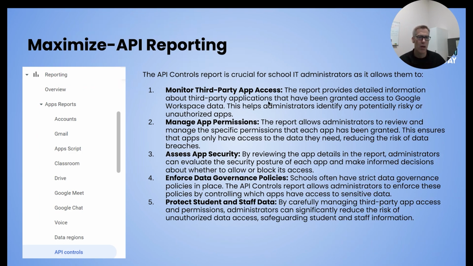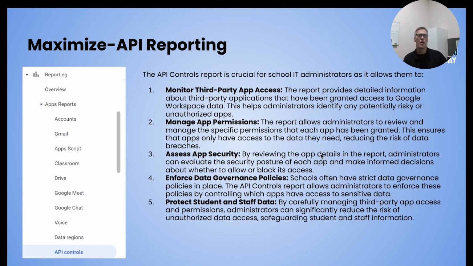So monitoring third-party app access, managing app permissions, assessing app security, and enforcing data governance policies. Go back to a previous slide where we were talking about policies. If you have strict data governance policies in place, the API control report allows administrators to enforce these policies by controlling which apps have access to sensitive data. Pretty significant report item. And then protecting student and staff data. Again, all of these reports can be pulled down and opened in Google Sheets.